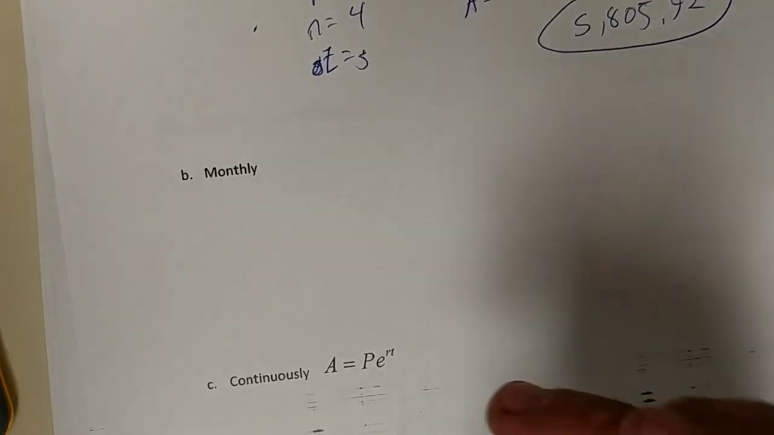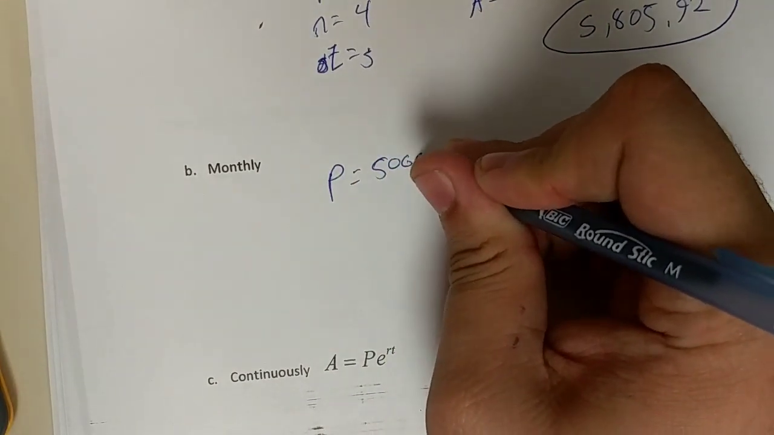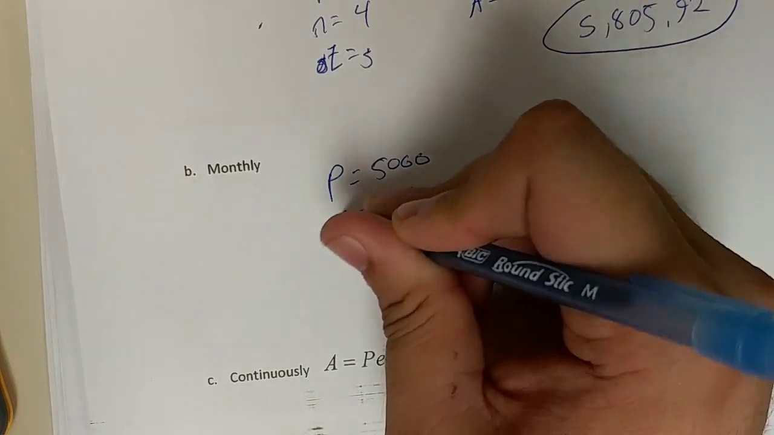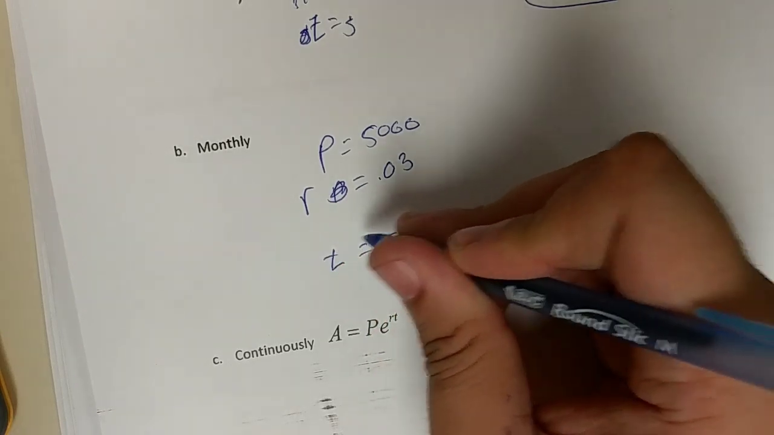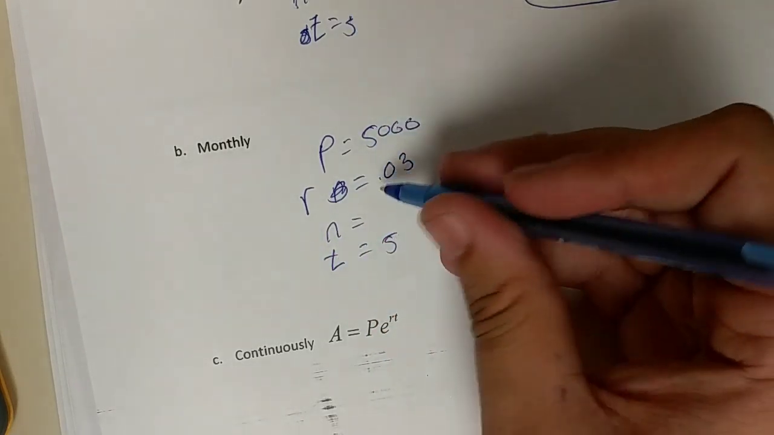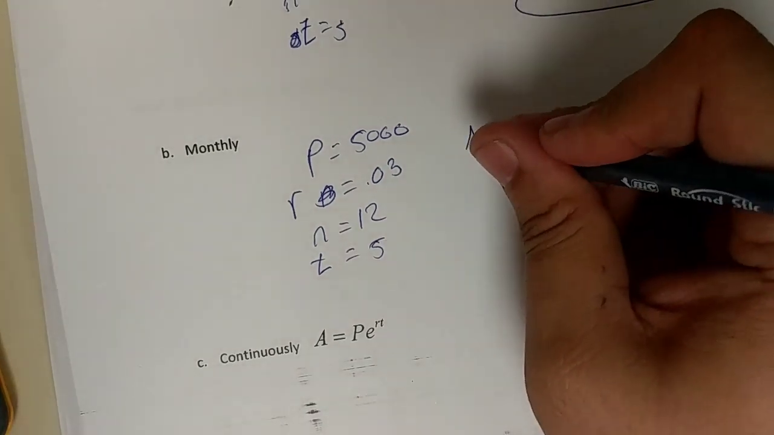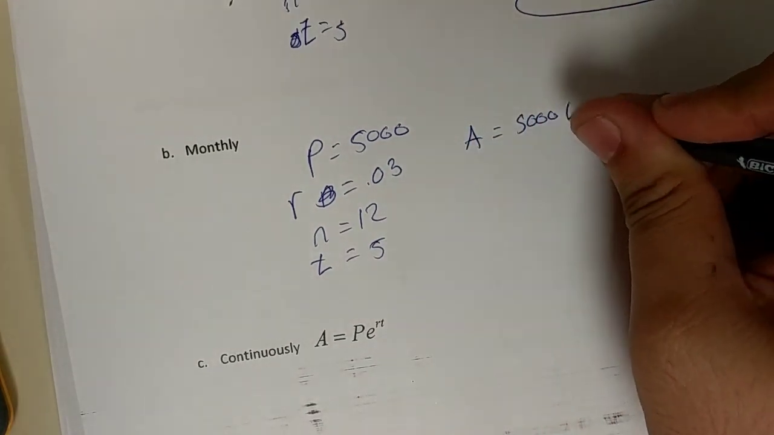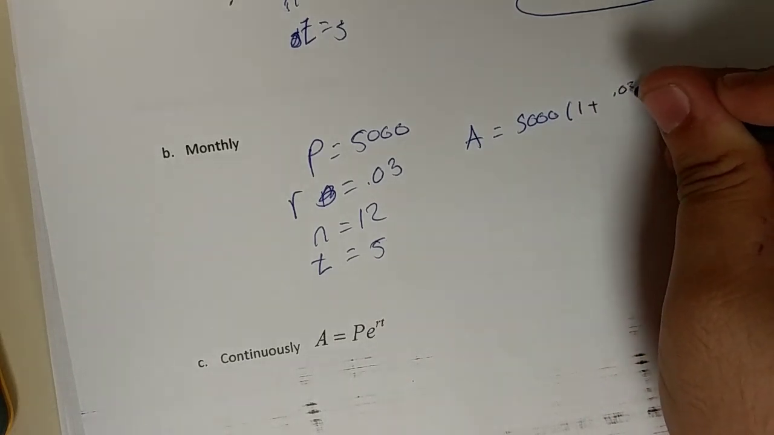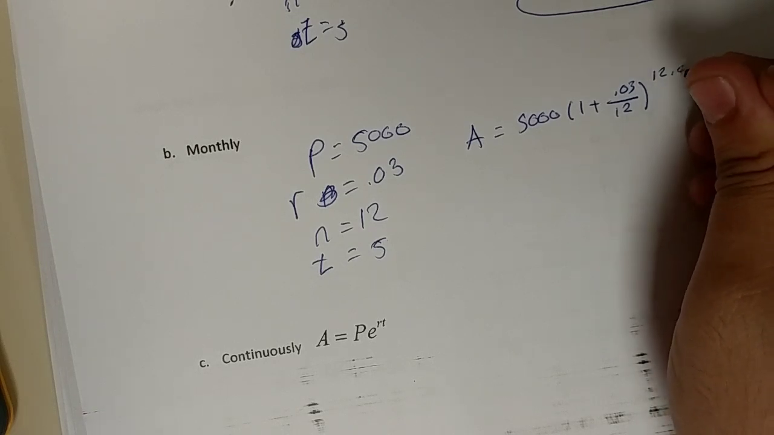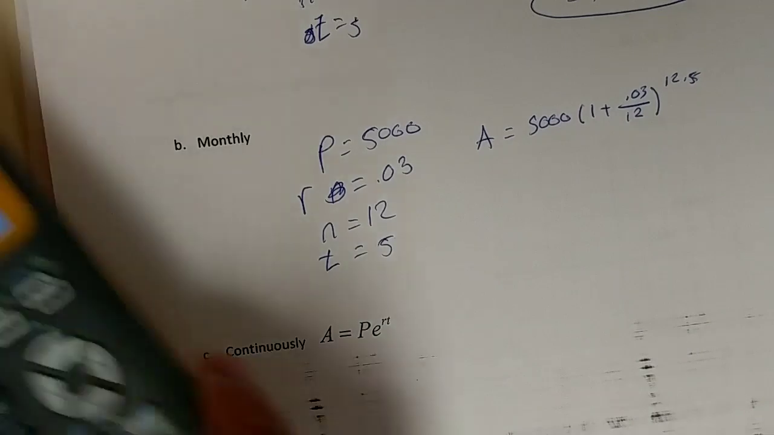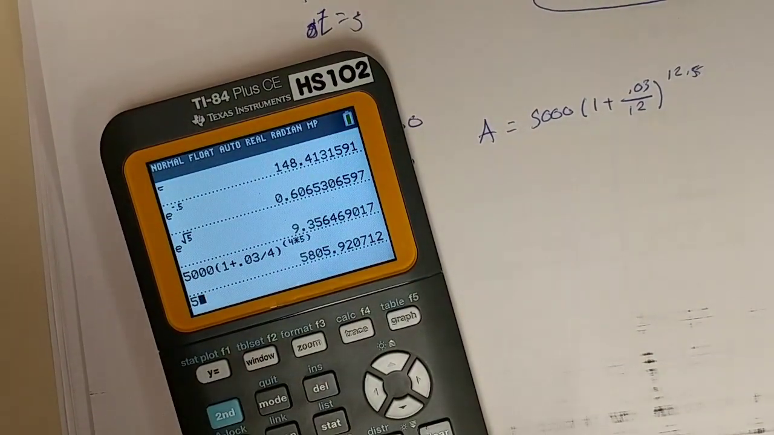So what about monthly? Monthly is only changed a little bit. P is still 5,000. R is still 0.03. T is still 5 years. But N is not anymore 4, but 12. So the amount equals 5,000, parentheses 1 plus 0.03 over 12, to the power of 12 times 5. So the 12 is the only thing that's different. Now, to be honest, it's not going to change your answer too much.